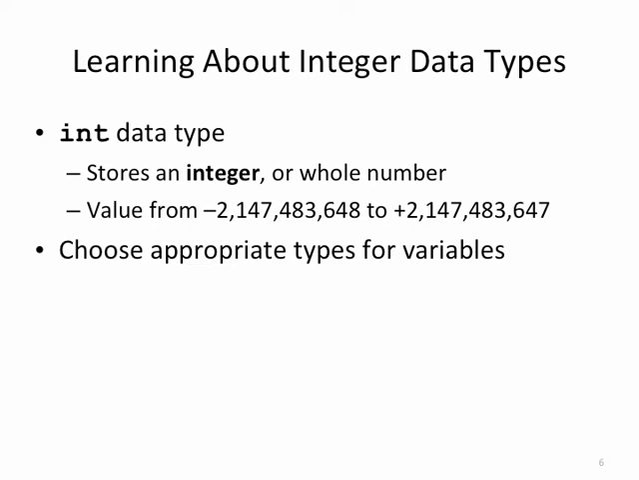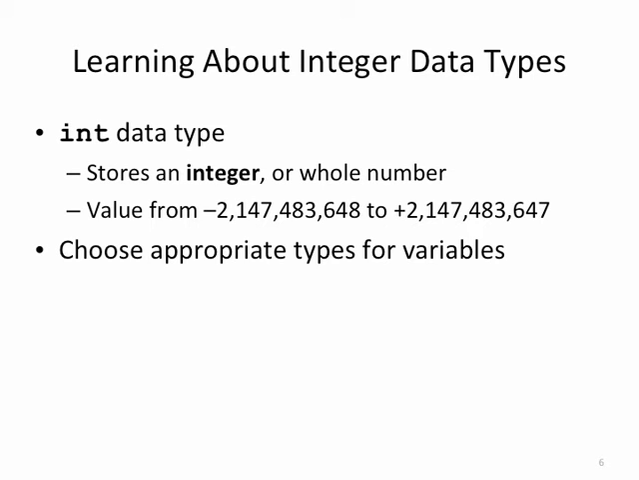Welcome back. So the integer data type, the int data type, stores a whole number, an integer, and its value can range from about negative 2.1 billion to about positive 2.1 billion. You are encouraged to choose the appropriate type for what data you're storing. If you wanted to store the population of the world, you can't have half a person, so the population of the world would be a whole number, but would you be able to use an int?